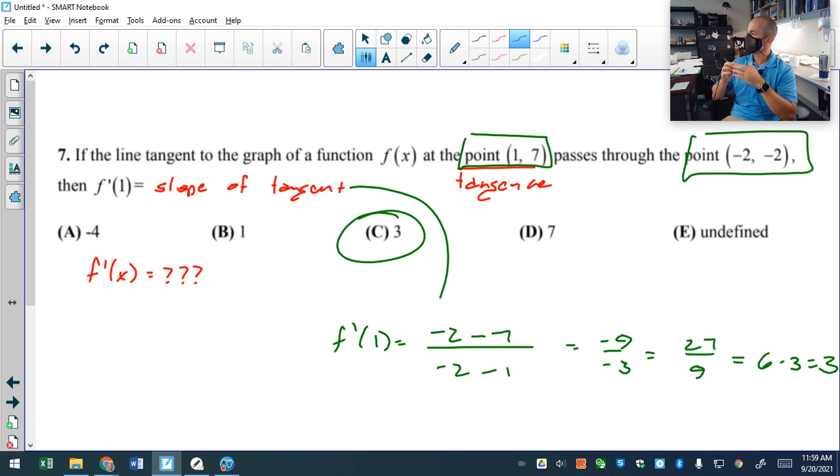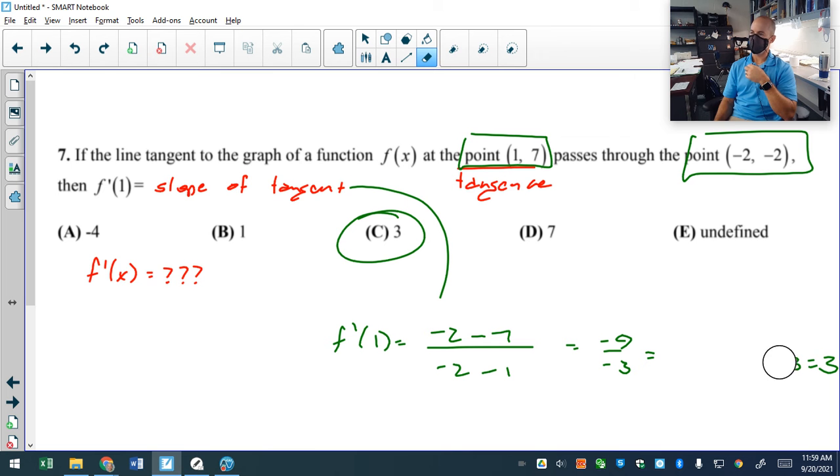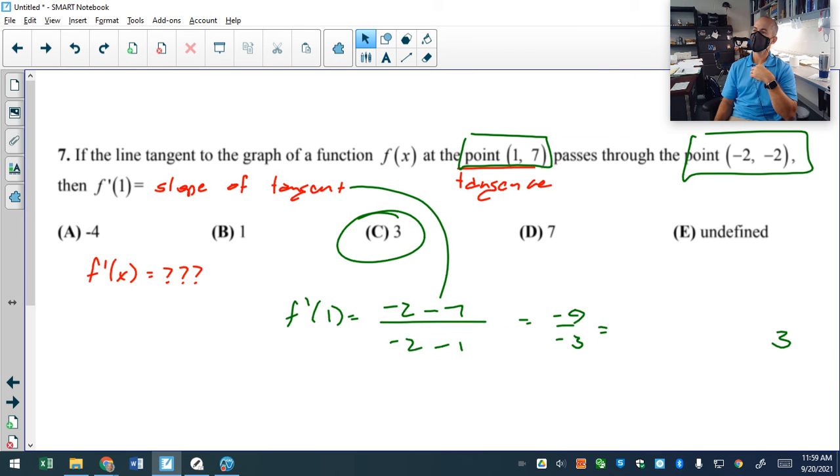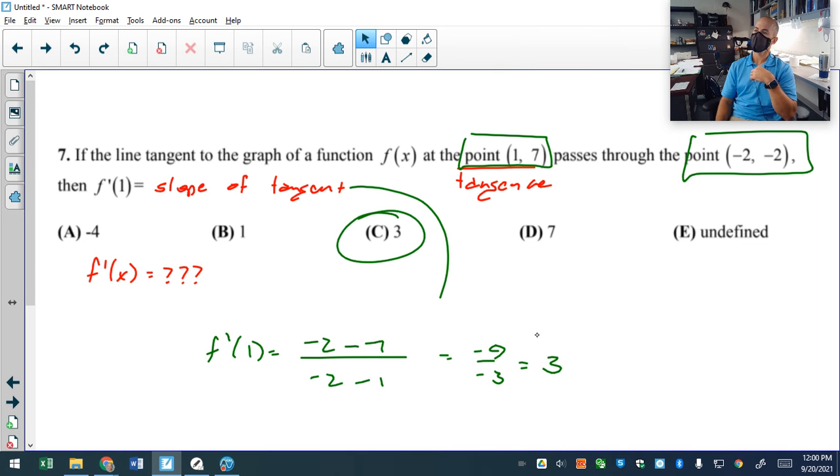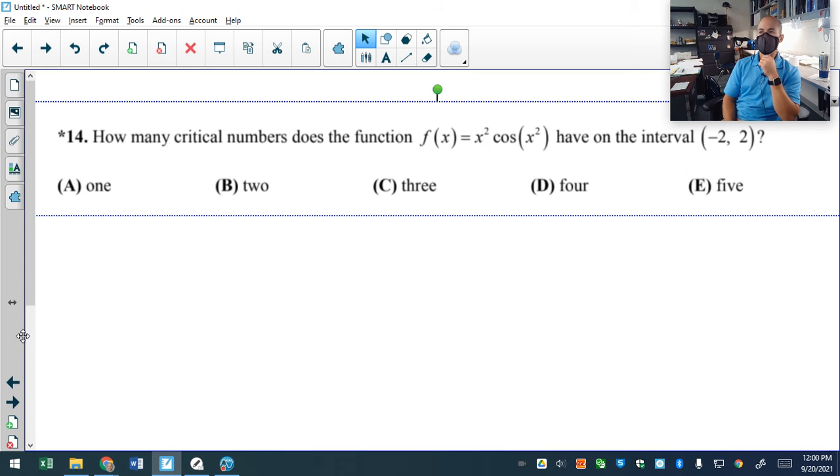Are we good? Bad? Probably shouldn't do stuff like that. Did that scare you? Oh gosh, I just want to move the 3 closer. There he is. All right. Good on 7? Moving on.